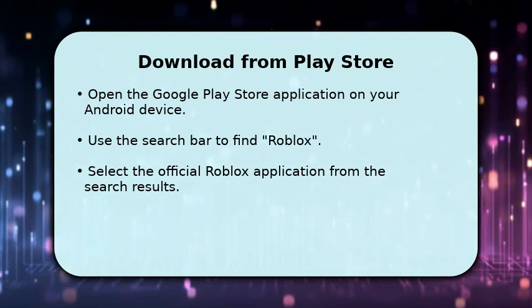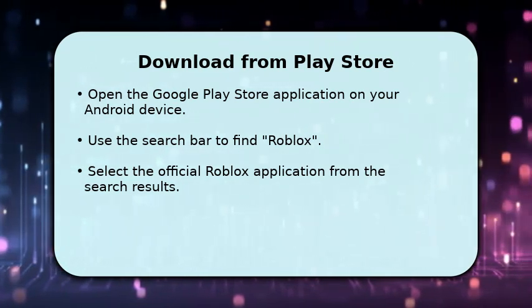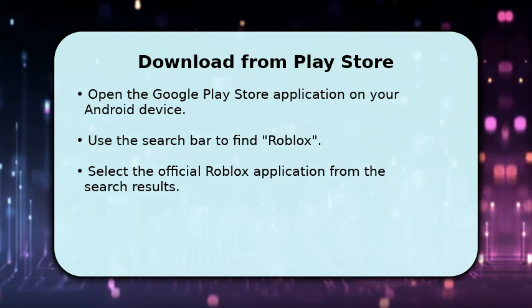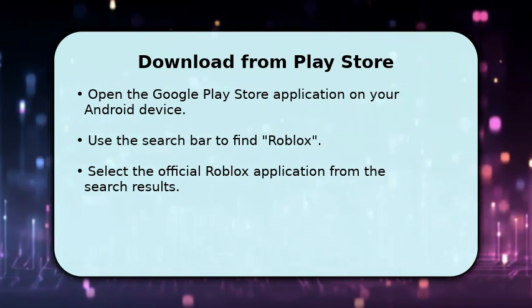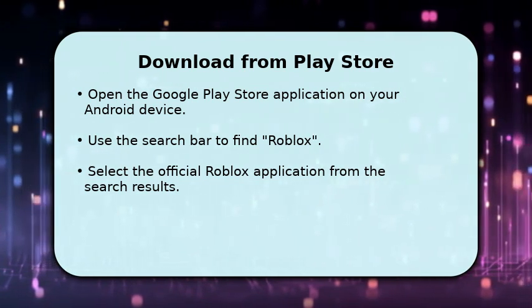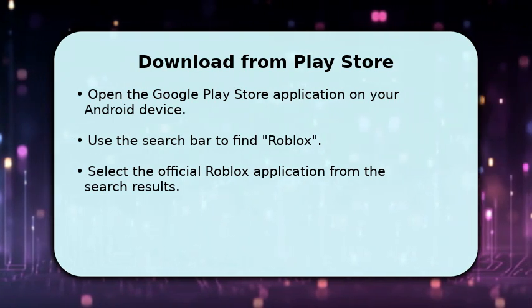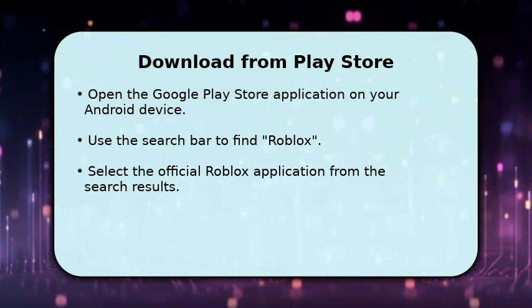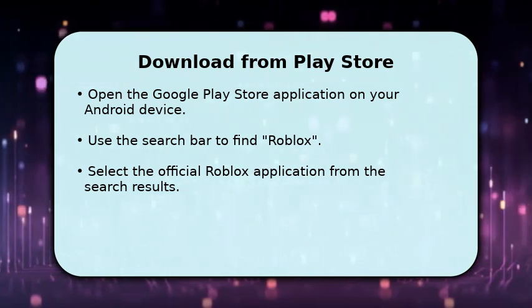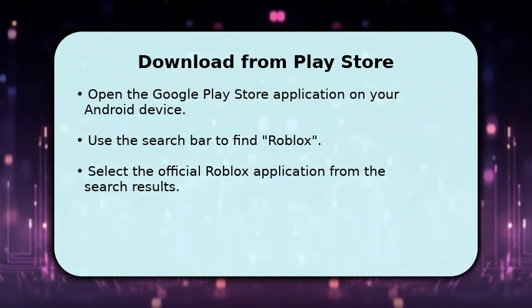Once your device is ready, open the Google Play Store application. This is the primary and safest way to download apps on Android. Use the search bar at the top to type Roblox and press Enter. From the search results, select the official Roblox application. Then, simply tap the Install button. The app will download and install automatically, typically taking just a few minutes depending on your internet speed.